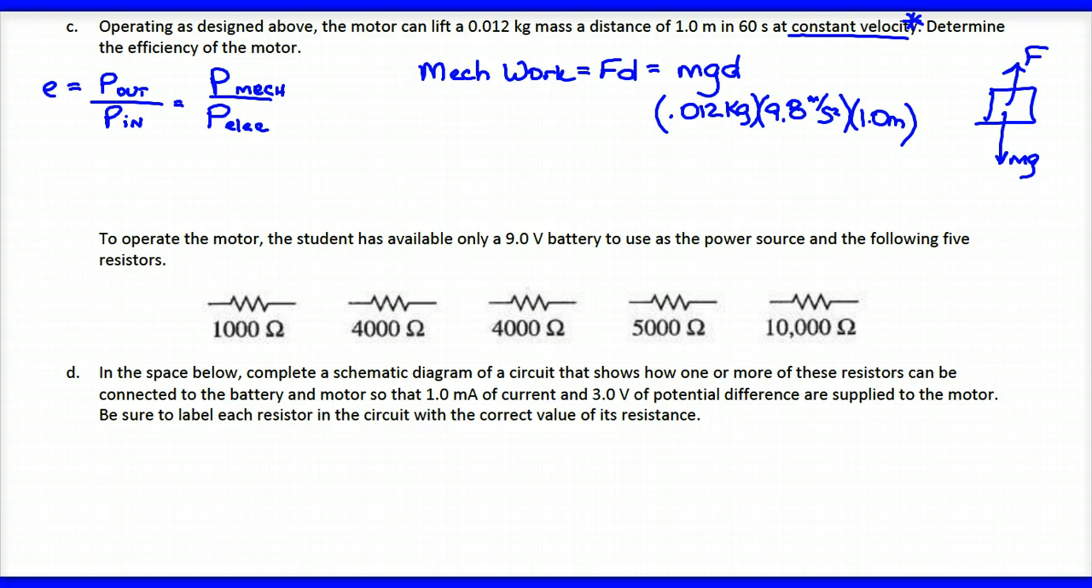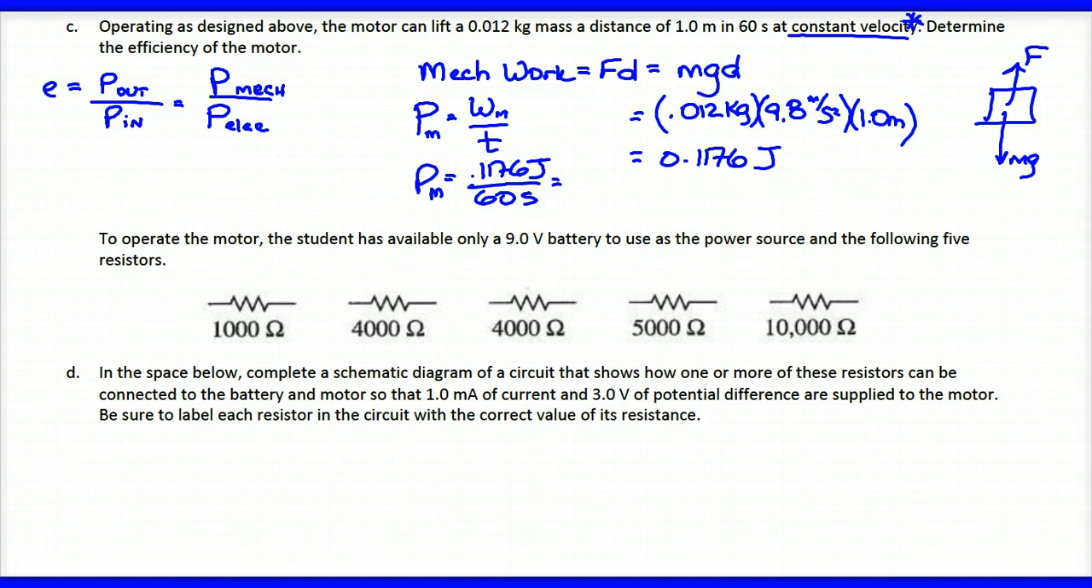And so we get a total work done of 0.1176 joules. That's how much work I did. Now I can figure out how much mechanical power that is by dividing that number by the 60 seconds. The mechanical power, P sub m, is equal to the mechanical work divided by the time. So the mechanical power is 0.1176 joules over 60 seconds, and I get 1.96 milliwatts.